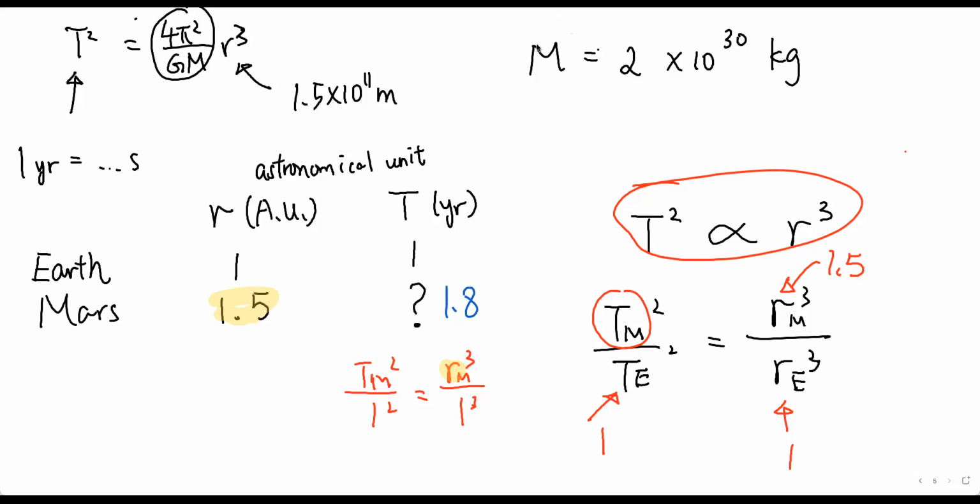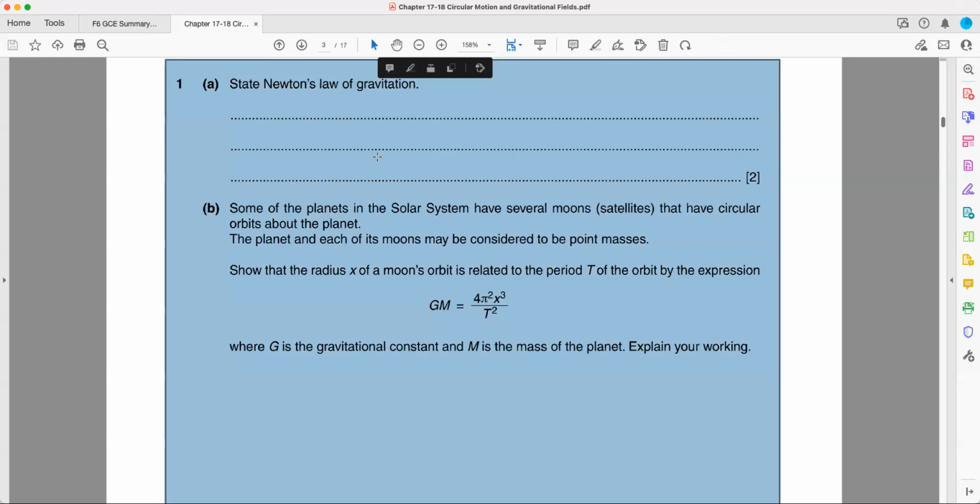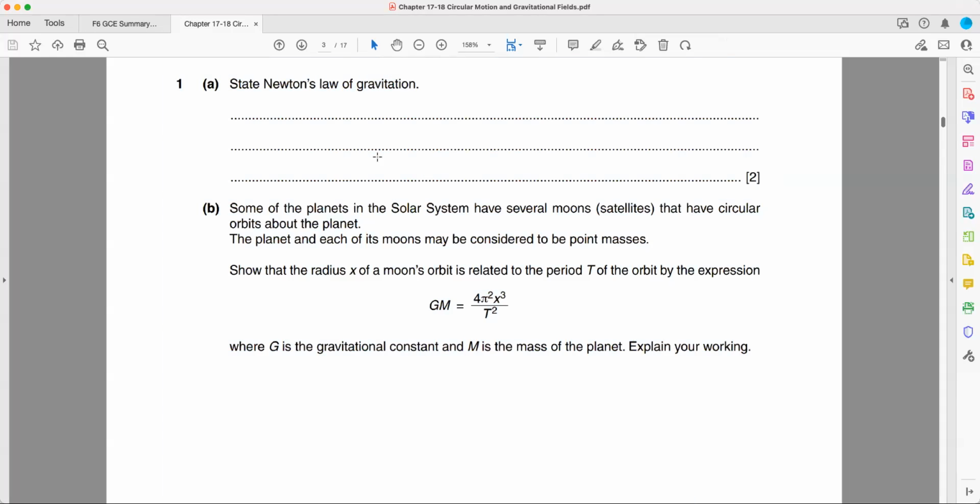Now let's take a 5 minutes break. I've given some exercise after the break. Yeah, the long question one. So let's say 1A, you just answer as the gravitational force is proportional to the product of the masses and inversely proportional to the distance squared.